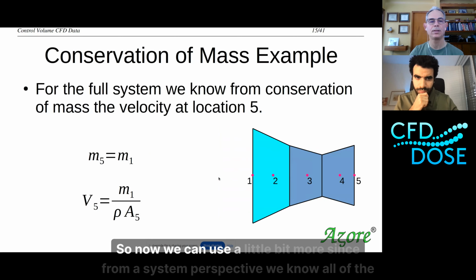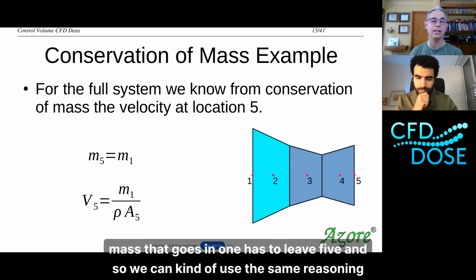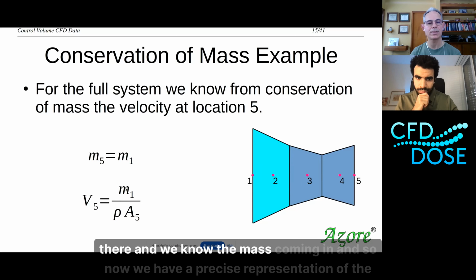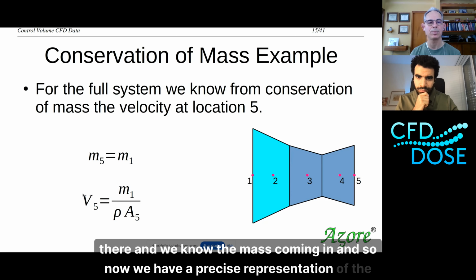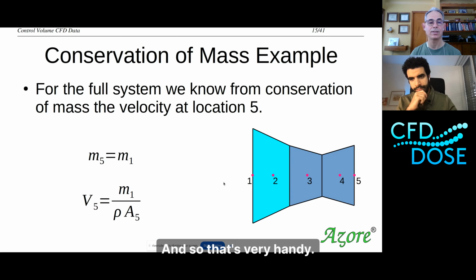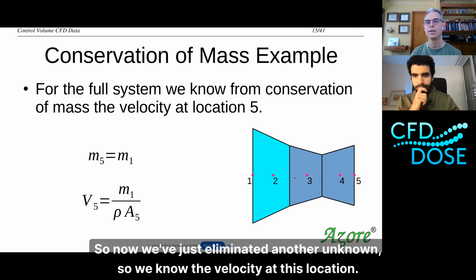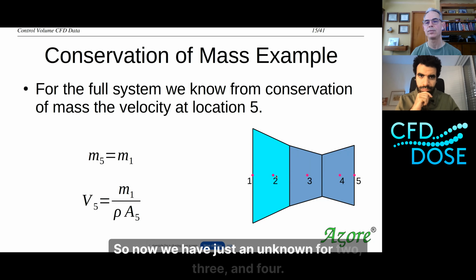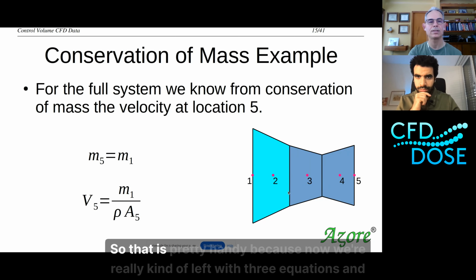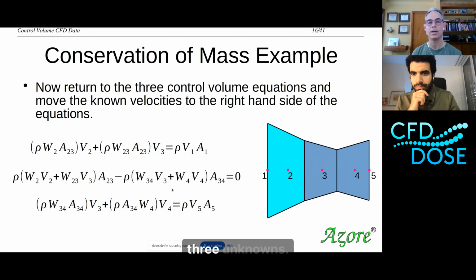Now we can use a little bit more, since from a system perspective, we know all of the mass that goes in at 1 has to leave at 5. And so we can use the same reasoning there, and we know the mass coming in. And so now we have a precise representation of the velocity at 5. So that's very handy. So now we've just eliminated another unknown. So we know the velocity at this location. So now we just have unknowns for 2, 3, and 4. That is pretty handy, because now we're really left with 3 equations and 3 unknowns.